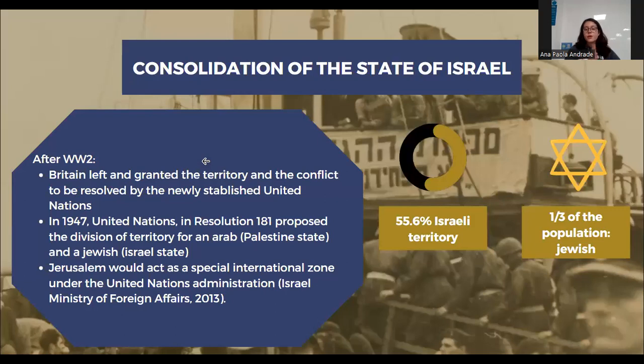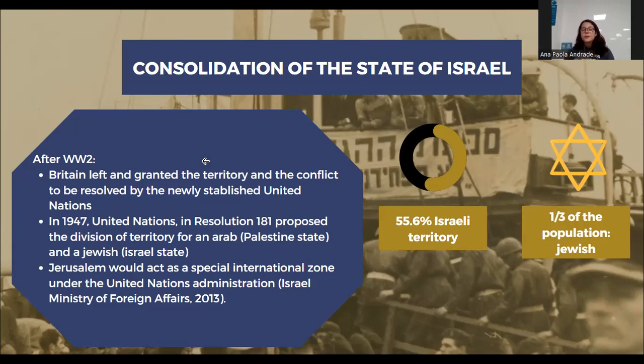So Britain left and granted the territory to the newly formed United Nations. In 1947, the United Nations approved Resolution 181, which proposed a fair division of territory for an Arab Palestinian state and also a Jewish state, which was the Israeli state. They decided to divide the territory almost in half, but the problem was that 55.6% was considered Israeli territory, but only one third of the population was Jewish. So there was less territory for the Palestinians, who were the majority of the population in the territory.